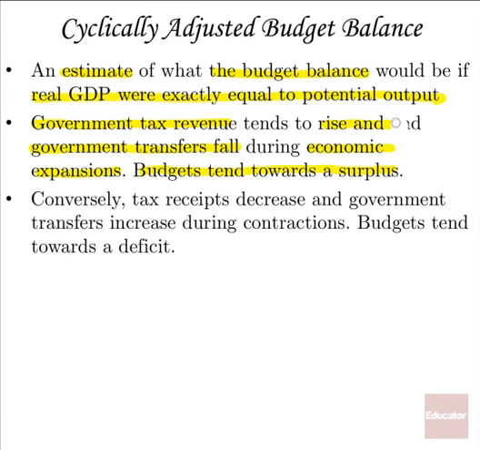Let's erase this extraneous and here. So in times of economic expansion, people have more jobs, so they're going to pay more, so more tax revenue is going to come in, and so the budget will naturally tend towards a surplus. Again, conversely, tax receipts will decrease and government transfers are going to increase, meaning that the government's paying out more and less money is coming in during contractions. So the budget will tend towards a deficit. Again, these are what's called automatic stabilizers. So it makes sense that the government might spend a little bit more during recessionary times, and maybe during expansionary times they take in more through taxes.